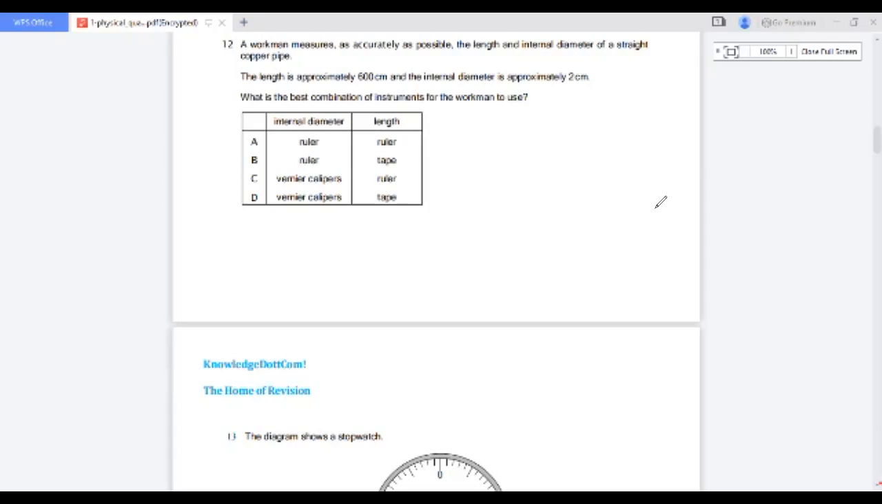So very common, the length is 600 centimeters, so we can use a tape or ruler. For 600 centimeters I think a tape would be the most suitable one, and a vernier caliper is another good option.